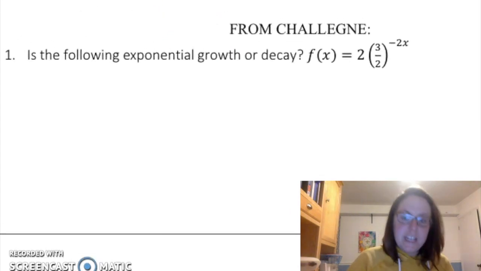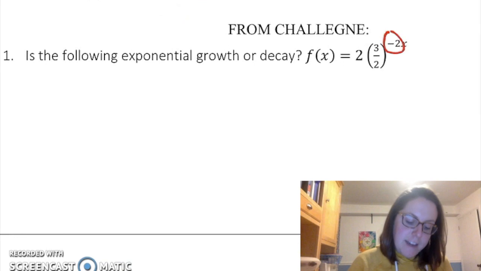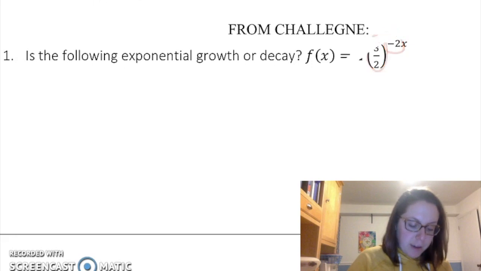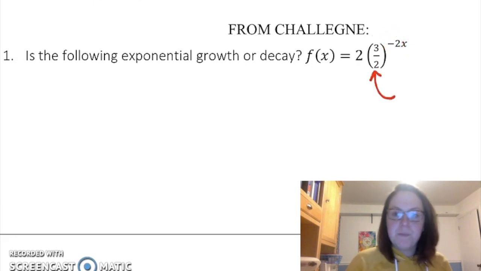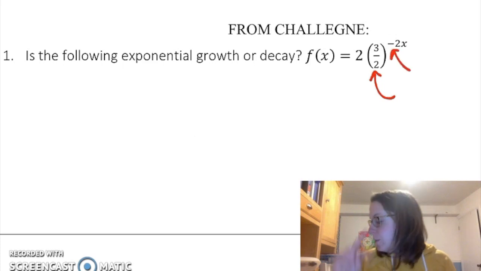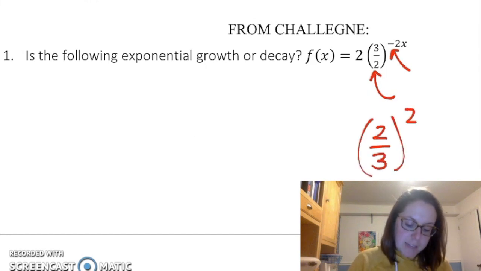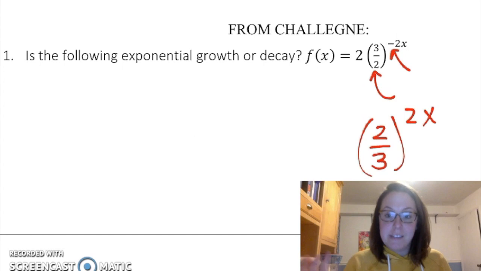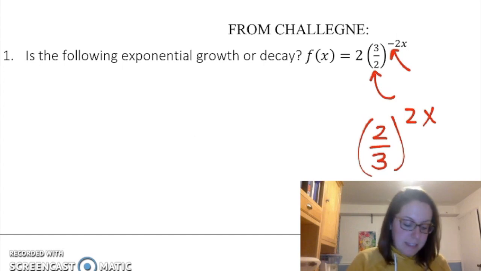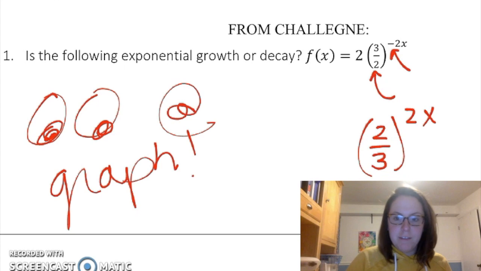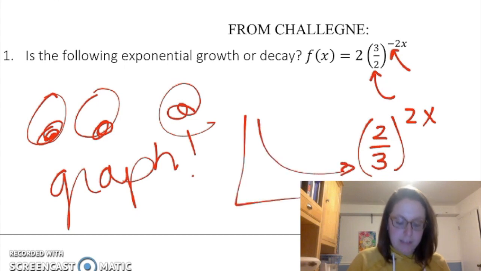For this one, is this growth or decay? Now, some people will look at this and go, oh, it has a negative exponent, but that's a fraction. What's going on here? I will tell you that this number is bigger than 1, which sometimes indicates growth, but this is negative, and negative exponents flip it, right? So this would actually become 2/3 to the positive 2x. That would make it decay. But the easiest way to tell that this is decay is to look at the graph, right? Graph it. If I graph this, it's going to look like decay.